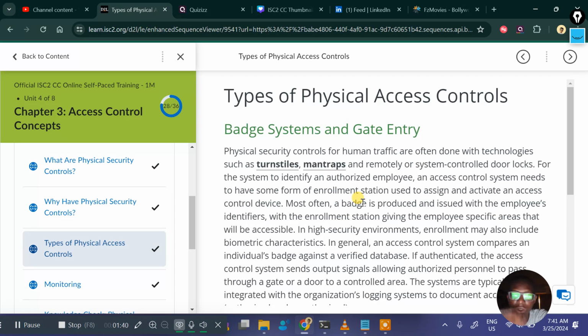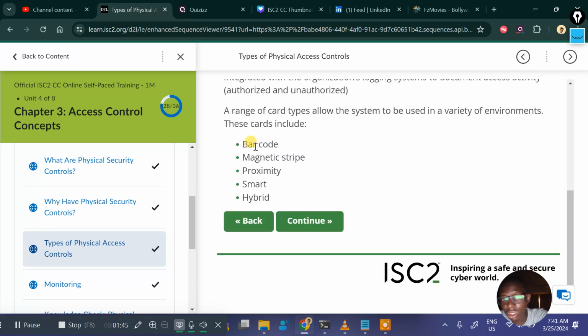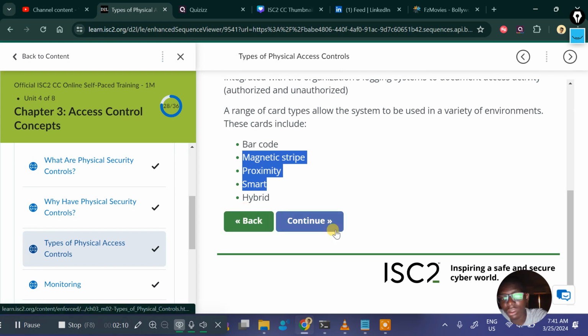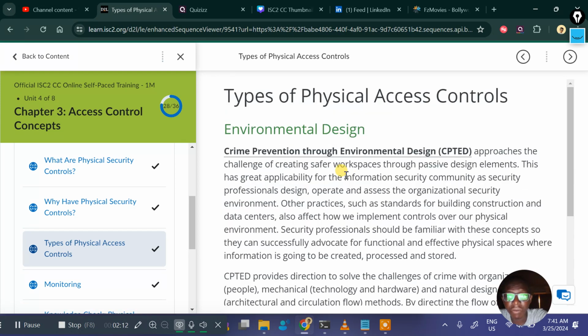Of course, we have the badge system and gate entry, like the turnstiles and all of those. Take note, you could use a barcode, magnetic stripe card, proximity card. So it looks like technical access control at this point, but if you ever get something protecting a physical asset and it's physical, at that point you should place physical as your option. The tests in the quizzes are going to try to test your understanding on this particular topic, so do be aware of that.